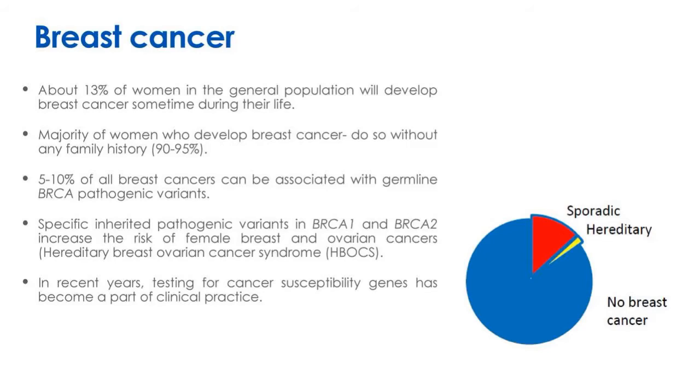So we know 5 to 10% of all breast cancers can be associated with germline BRCA pathogenic variants. And we know that specific inherited pathogenic variants in BRCA1 and 2 increase the risk of female breast and ovarian cancers. Families with BRCA1 and 2 mutations, we usually say have hereditary breast ovarian cancer syndrome. And in recent years, testing for cancer susceptibility genes has become a part of clinical practice.